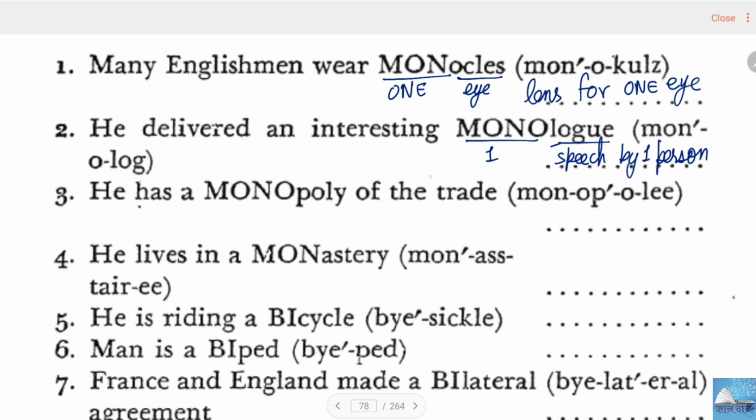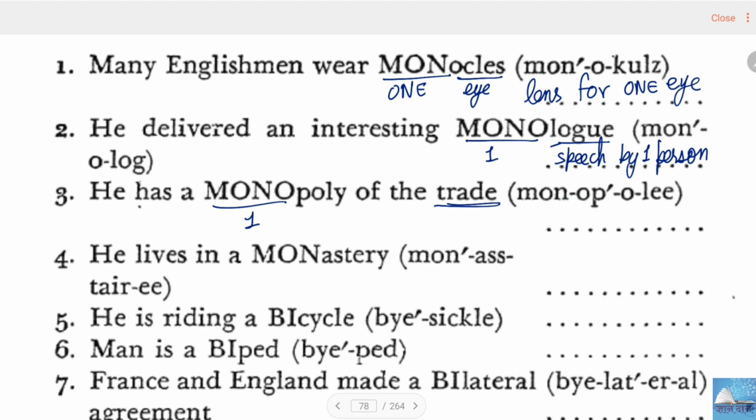He has a monopoly of the trade. Mono again means one, and trade could be related to market. So it is controlled by one person of the market.